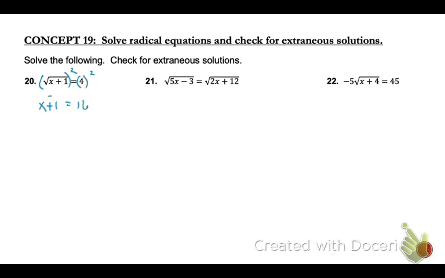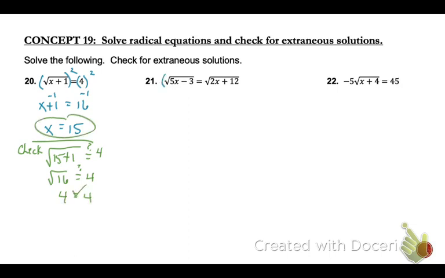We'll get x plus 1 equals 4 squared, which is 16. Now we'll just get x by itself by subtracting 1. Remember, we have to check these answers, so we're going to plug in our x value into the original equation and make sure that the left side equals the right side. So we get square root of 16, and does it equal 4? It does.